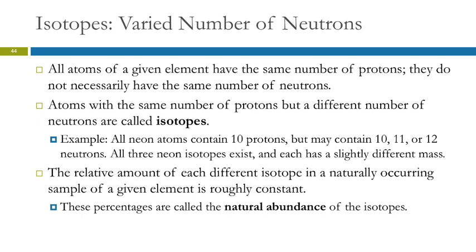What's interesting, though, is that natural abundance is quite constant. It doesn't really depend on where you got your sample from. You get a sample of hydrogen from Fresno, California, or from Cairo, Egypt, and the natural abundance of the isotopes is going to be the same.